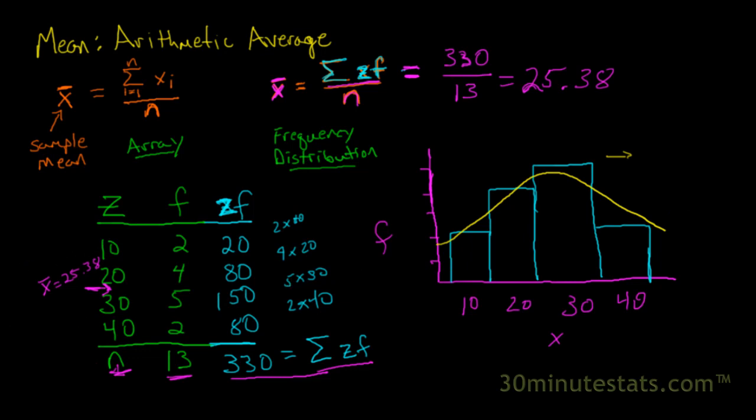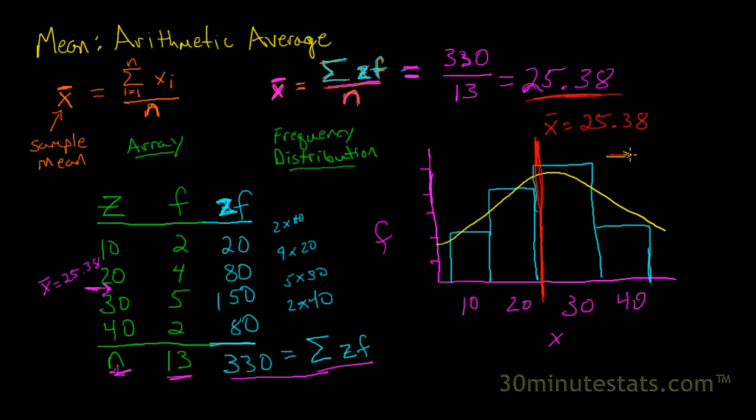But we can plot this average here. Now our mean is 25.38, and so we'll say it's about halfway between 20 and 30, and we'd put our average here equal to 25.38. And so here you can visualize the mean in this distribution.